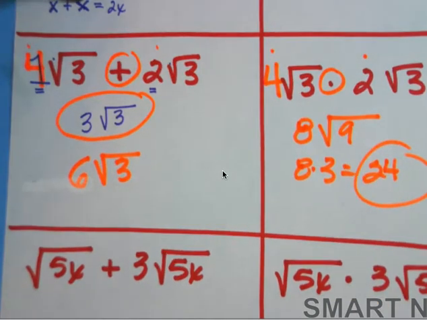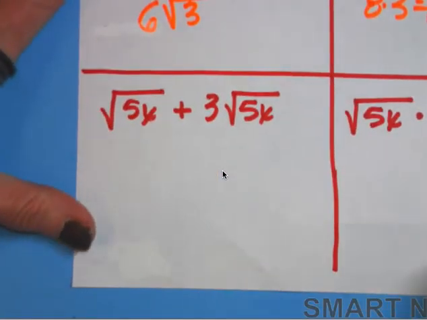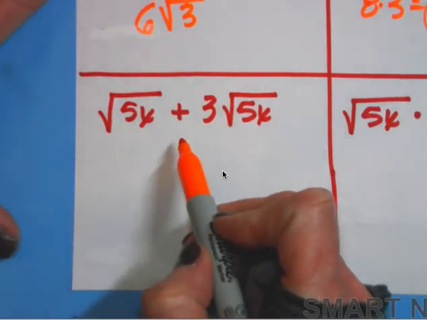And then the last example that I've made up, I've got radical 5x plus 3 radical 5x.